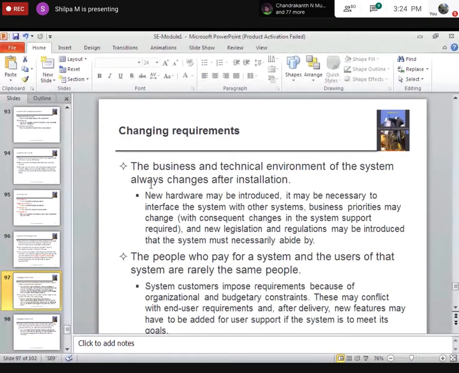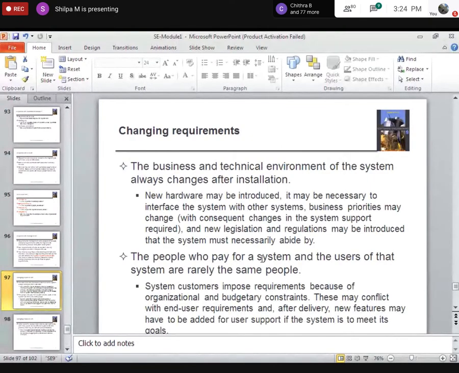Why does this happen? The business or technical environment of the system always changes. The business or the customer says, now our third party was something else or acquired, now it is new. So they may give you new requirements at certain point of time. That is the reason you have to take care of those changing requirements.